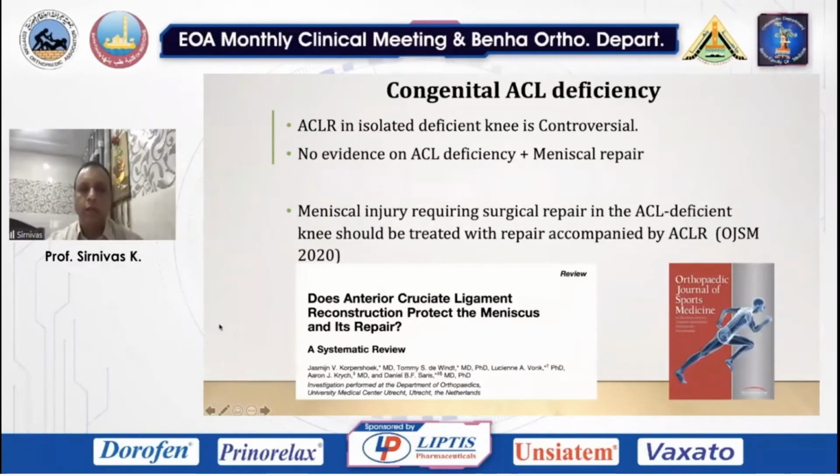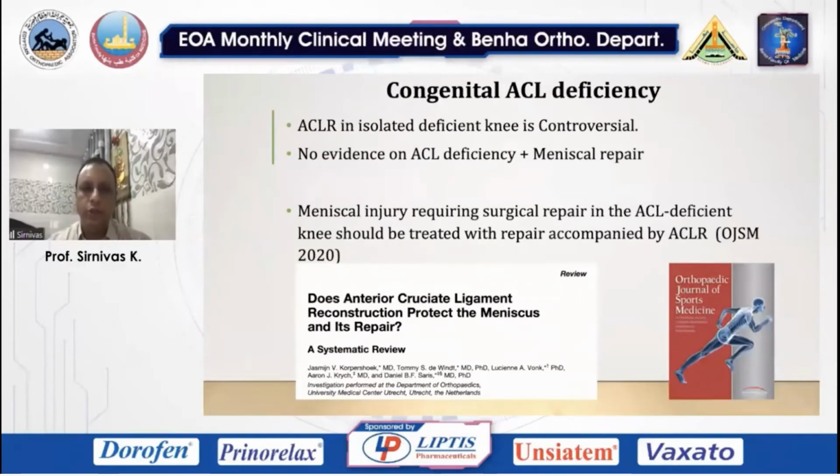So ACLR in an isolated deficient knee is controversial. There are reports of conservative management for an ACL deficient knee, congenital ACL deficient knee, and there's no evidence of meniscal injury. There are a couple of reports, only case reports in the literature. One where I think a partial meniscectomy was done, because this report was from 1982, and the other recently, details were not given.